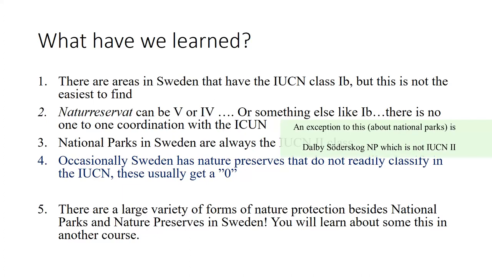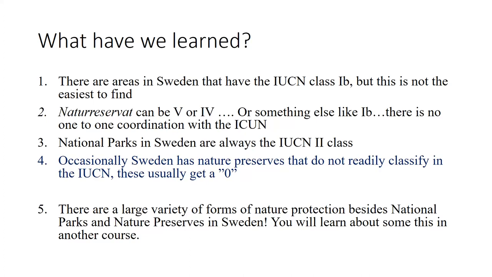Now, from time to time, and this is something which you who have been watching the slide presentation haven't learned, there are some nature preserves in Sweden that are not easily classified according to the IUCN. These usually get a 0, because they cannot be classified there, as they have some sort of protection which doesn't fall within what the IUCN says. You can find these. There are maybe not all that many of them, but you can find them. We can also see that there appears to be a very large number of forms of nature protection in Sweden besides national parks and nature preserves. But we will deal with this in another course, particularly the ones having to do with EU decisions.